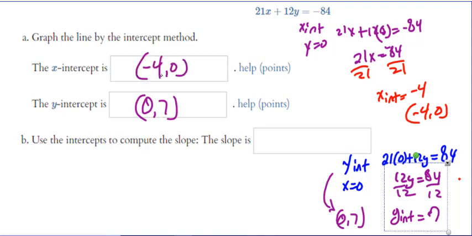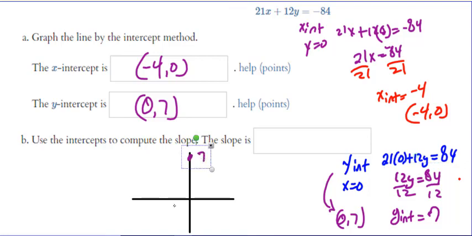All right, so if you do what I call a quick etch-a-sketch, let's just do one real quick here and plot these points. Let's plot 0, 7. That's up here, right? 7. And then negative 4 is down here, right? Right there.